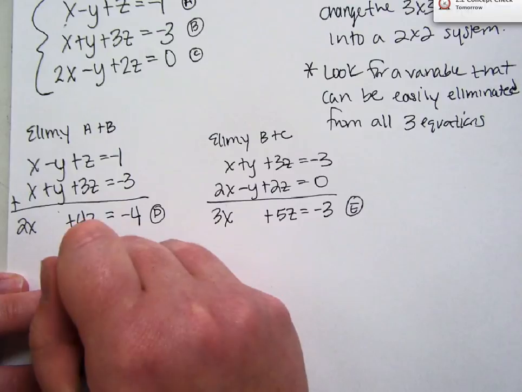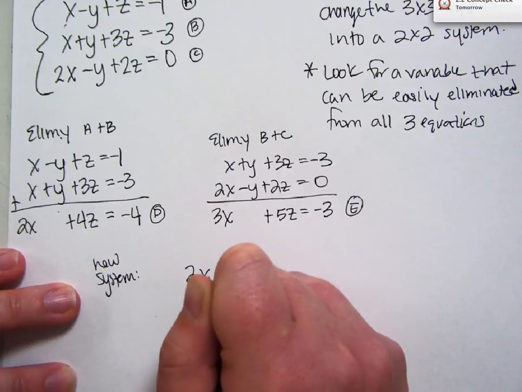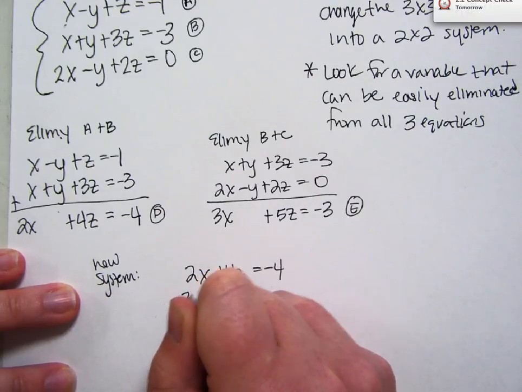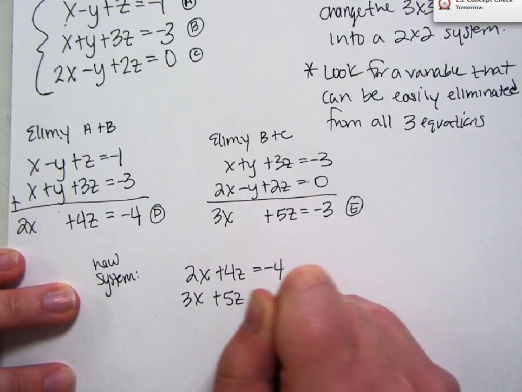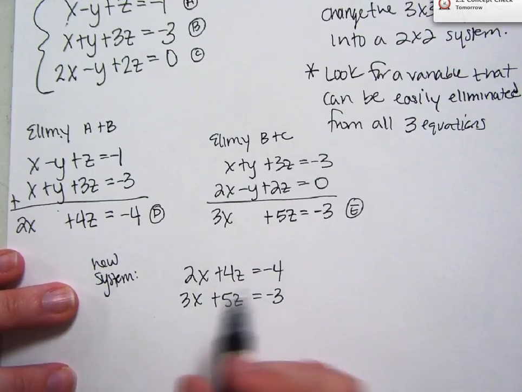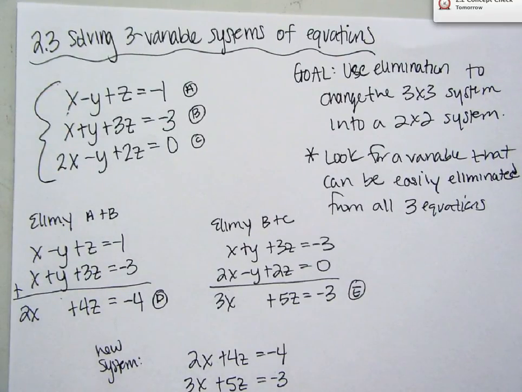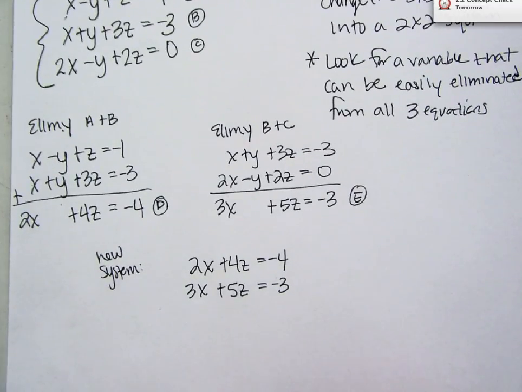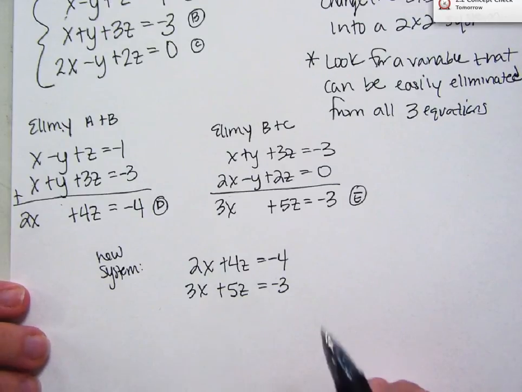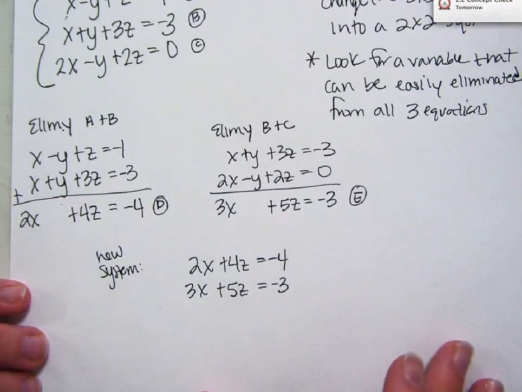So our new system is 2x plus 4z equals negative 4 and 3x plus 5z equals negative 3. It's equation D and equation E. Notice how we started with a 3 variable, 3 equation system, and by eliminating the same variable we've broken it down into a 2 variable, 2 equation system. Now we can solve this just like what we're used to. You can use substitution or elimination.